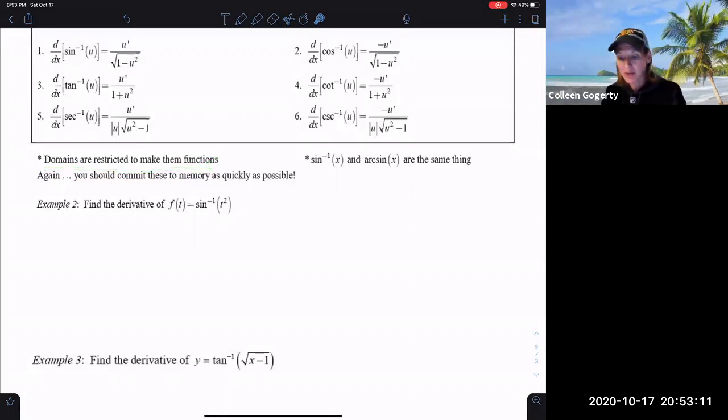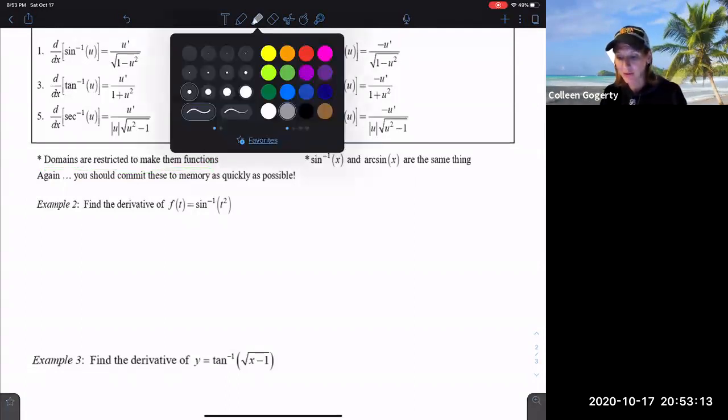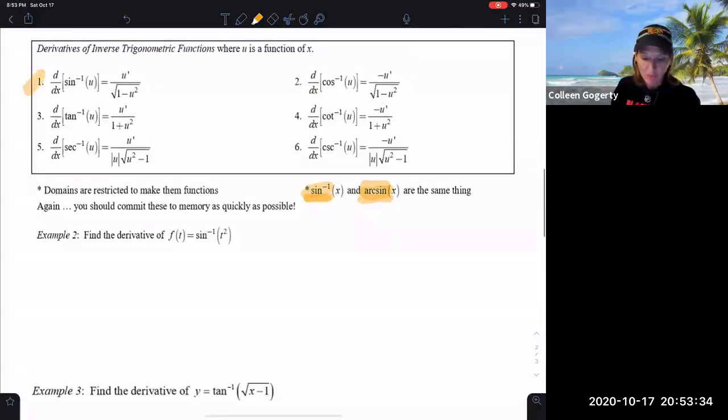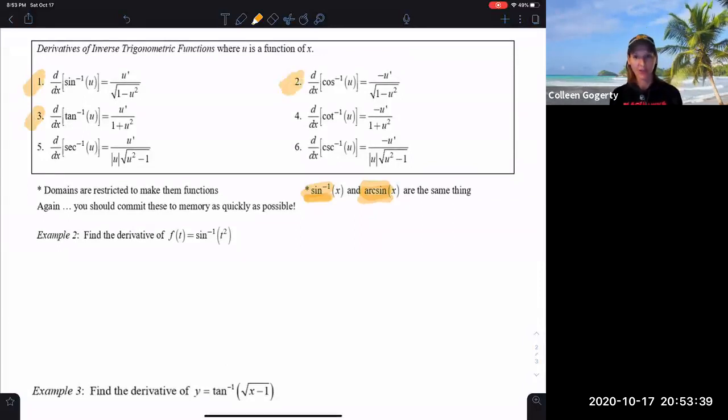Another little thing to make sure that we're highlighting and just keeping at the forefront of your minds, sine inverse and arc sine mean the same exact thing. So on an AP test or any test in general, if you see arc sine come up or arc cosine or arc tan, they mean sine inverse, cosine inverse, and tan inverse, okay? So please, please, please make sure you commit to memory these 3 inverse trig derivatives, okay? And so with that, let's practice a few, all right?